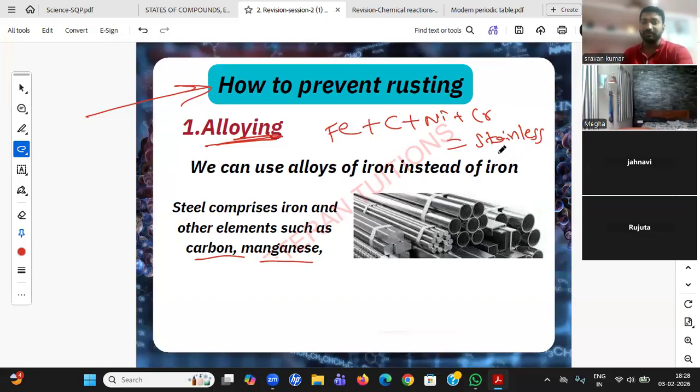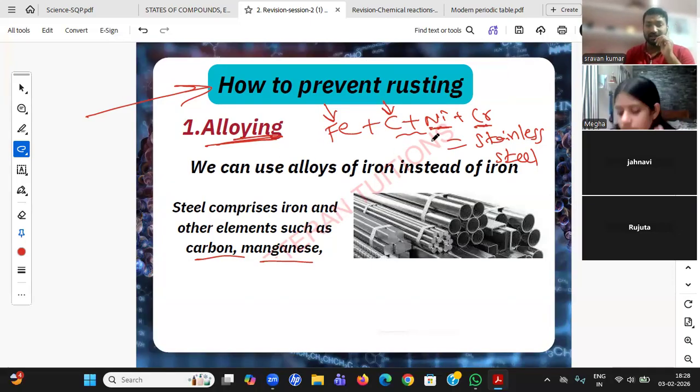Stainless steel, right? So what did it help me with? Iron I use, so strength is preserved. Carbon is a non-metal, and nickel and chromium are definitely low corrosive. When I mix the things, we call it homogeneous mixing here.